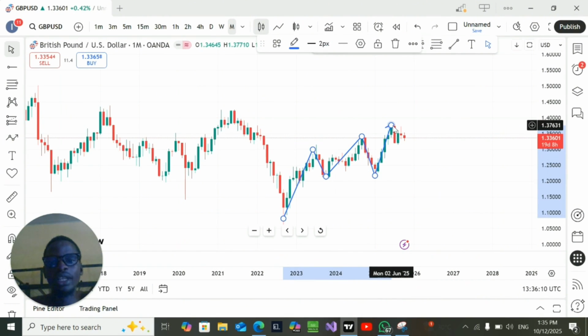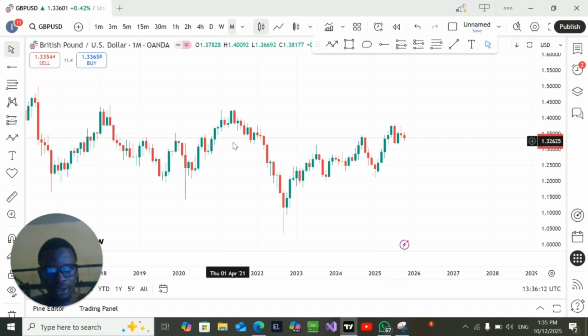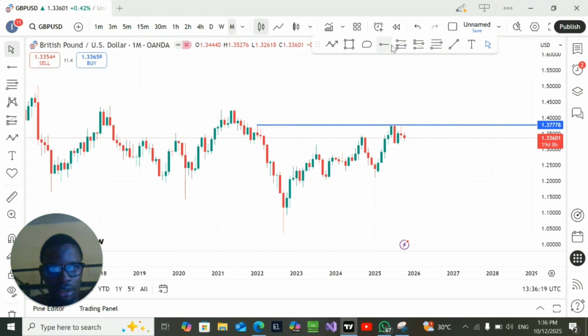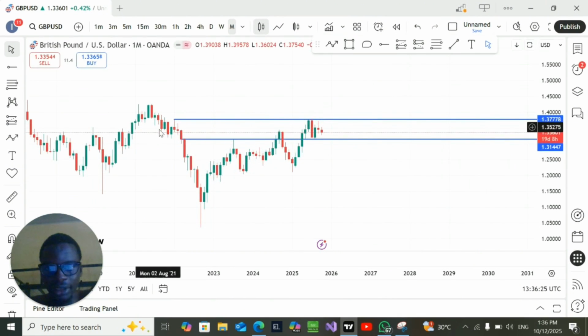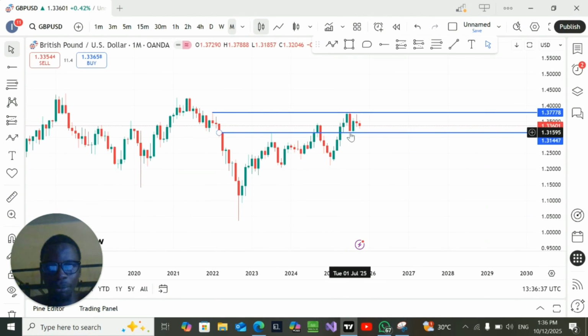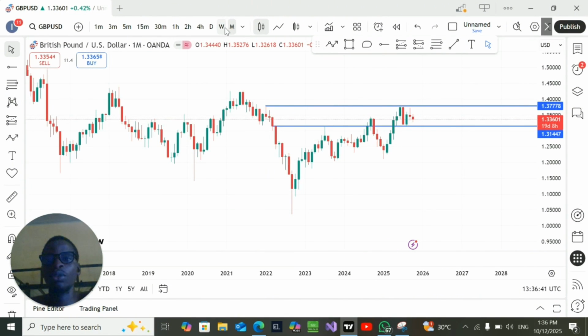When the market reached this supply here, the market is reacting. It is reacting very strongly with a bearish engulfing, which shows that the sellers are in control. They took control from the buyer side and brought the market down. Now the market is kind of consolidating.